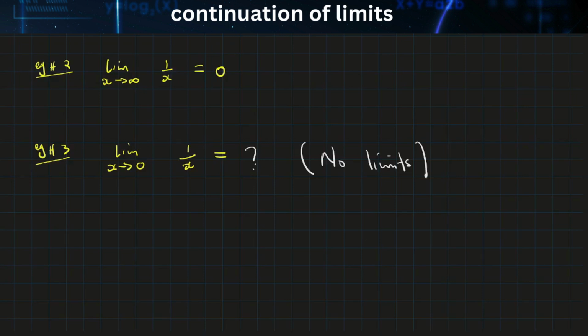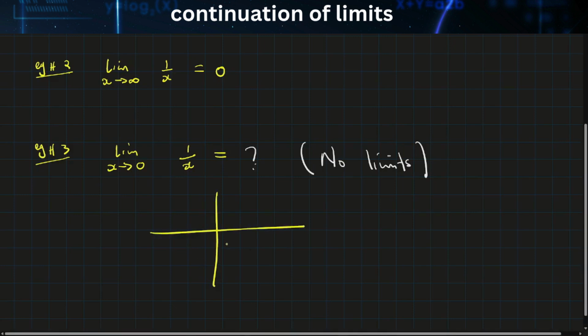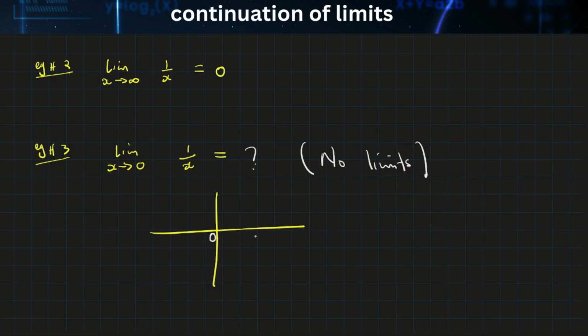Right? And then in example 3, as the limit as x approaches 0 of the function 1 over x, here we're going to notice that there is no limit. There's no actual limit because, let's look at this. Remember, a limit is approached from the left side or the right side. Here is 0. This is our x-axis and this is our y-axis.